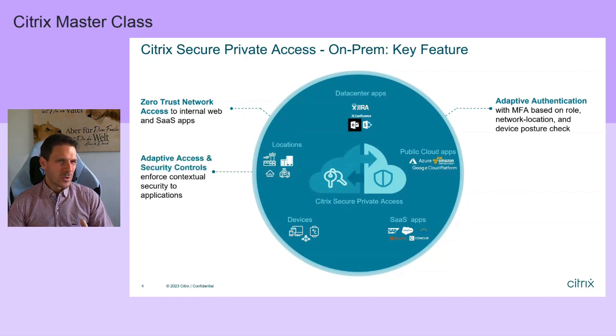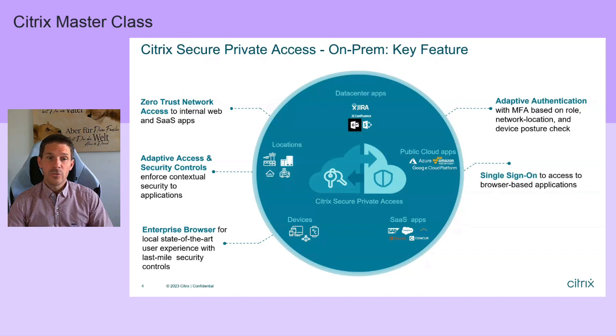Adaptive access and security policies. For modern browser-based apps, Secure Private Access enables IT to provide granularity with security controls like anti-keylogging, anti-screen capturing, watermarks, restricting copy and paste, printing, downloads, and more to prevent unauthorized use of any sensitive or corporate data. Next, the single sign-on to modern browser-based applications is provided by NetScaler Gateway and Citrix Enterprise Browser.